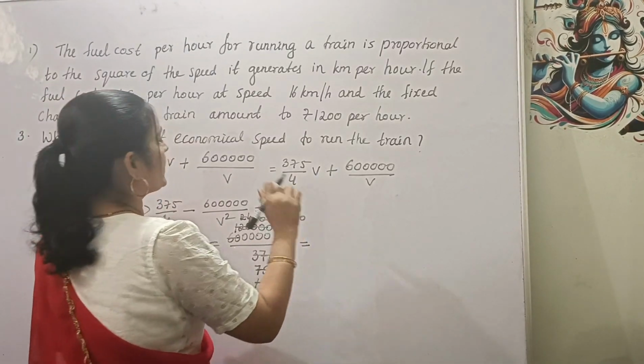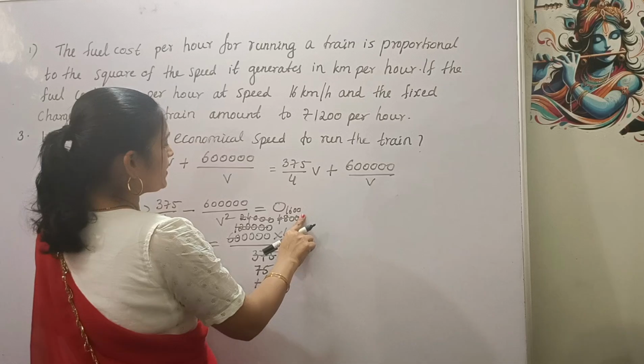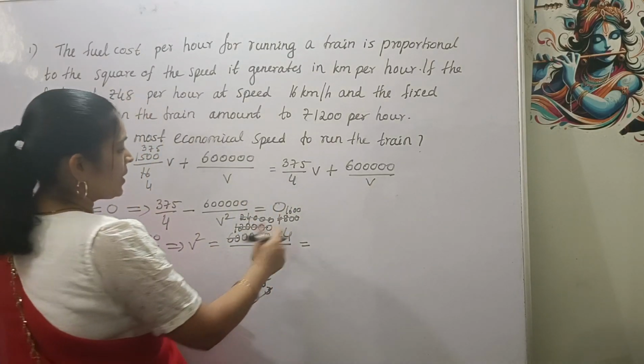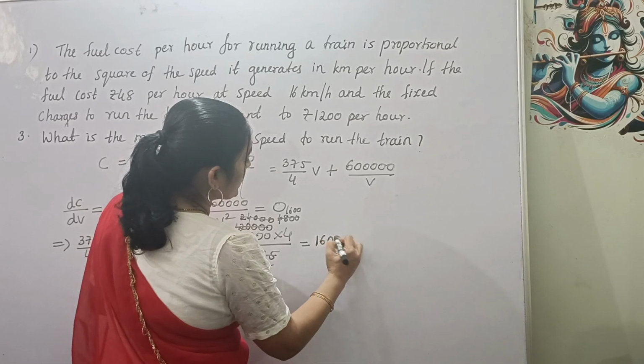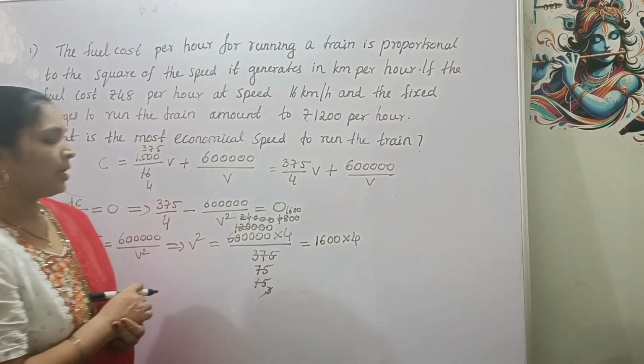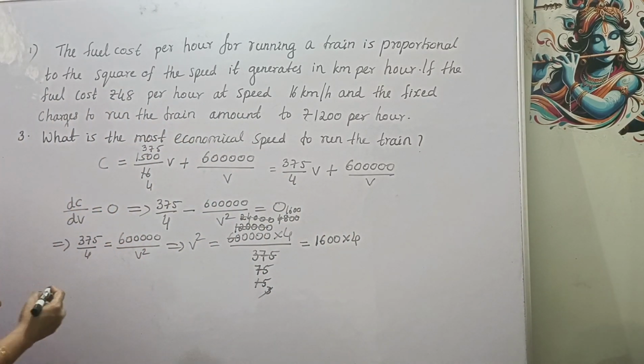Sorry, 1,600. 1,600, 10 reduced. Okay. So here it is V square. We have got V square is equal to 1,600 into 4. We have to find V, right?